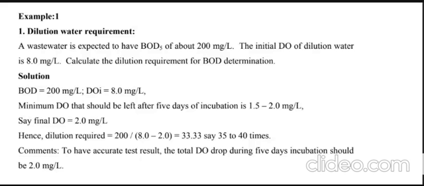As we have the formula, we try to solve it. A wastewater is expected to have BOD5 of about 200 milligram per liter, meaning the value of BOD after 5 days is 200 milligram per liter. The initial dissolved oxygen is 8 milligram per liter, meaning DOI is 8 milligram per liter. Here we need to calculate the dilution requirement for the BOD determination. We need to find the dilution. So let's see the formula.